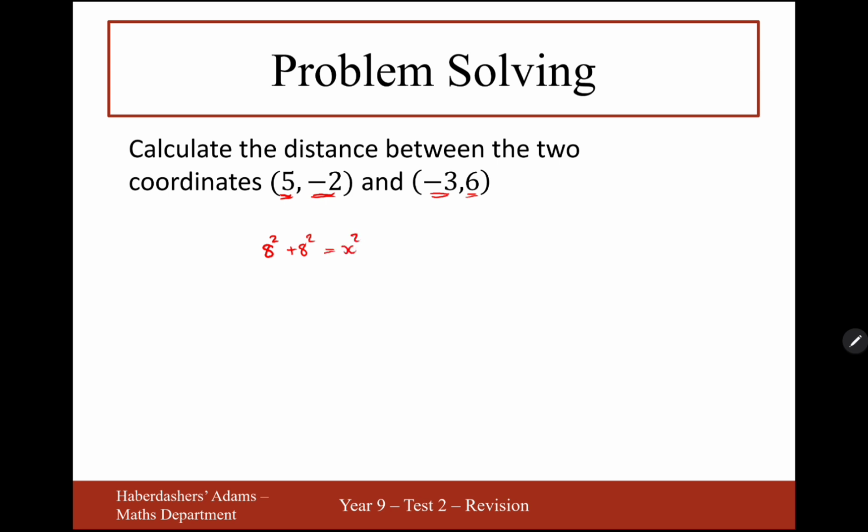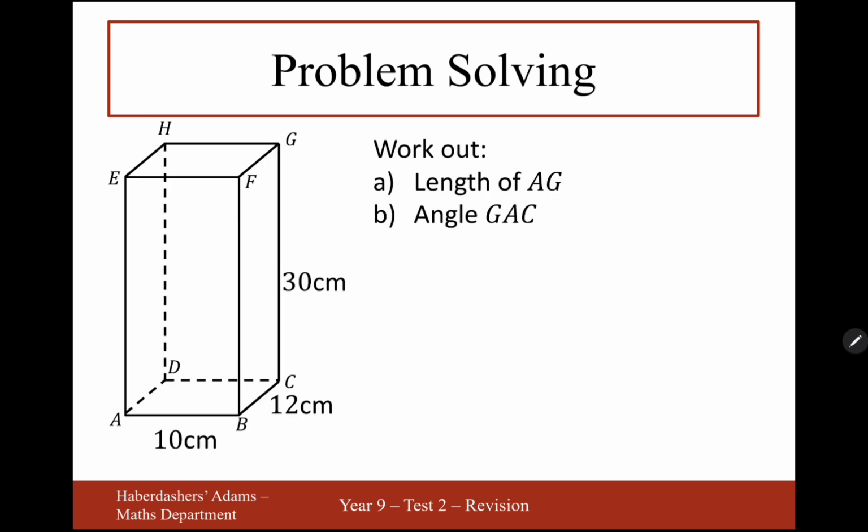You'll always be working out a hypotenuse because the x coordinates will tell you how far left and right, and the y coordinates will tell you how far up and down. So 64 add 64 equals x squared. Oh, sorry, it's 128, not 132. And then square root that answer, and we get 11.3. Apologies for that mistake. There we are. The answer is 11.3.